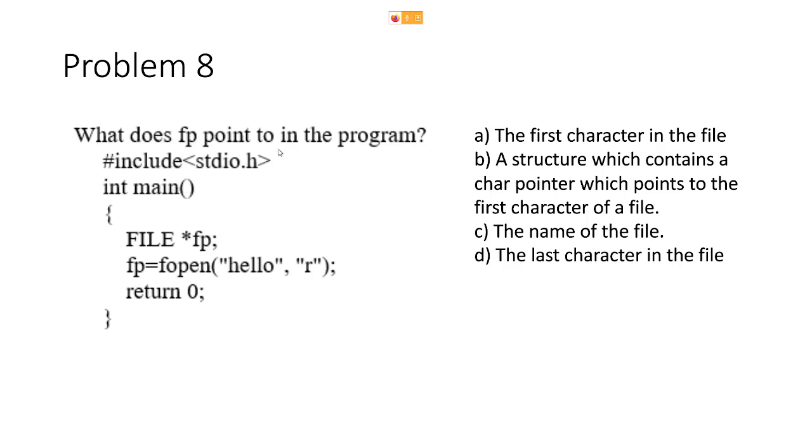What does FP point to in this program? Okay, you have this program. Here you have FILE star FP, FP is equal to fopen hello, R. And these are your options for what does FP point to. The first option says FP points to the first character in the file. Option B says it's a structure which contains a character pointer which points to the first character in the file. Then C says it's the name of the file, and D says it's the last character in the file.